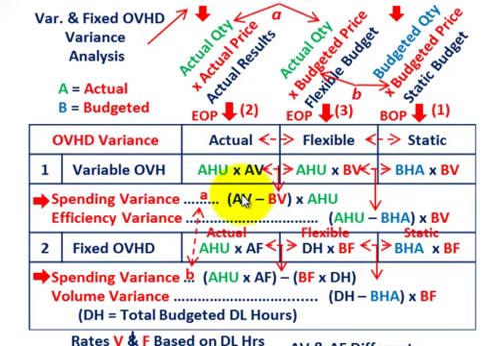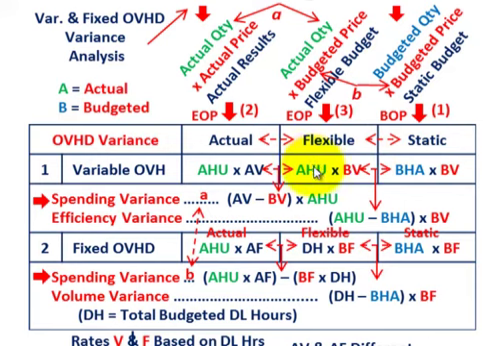This is how we'll go through this table to determine our different variances. So for spending variance, again, take the actual variable rate, compare that to the budgeted variable rate, and multiply that difference by the actual hours used. For our efficiency variance, we're looking at our flexible versus our static amount.